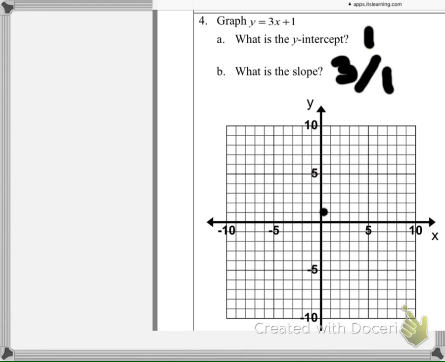So I'm going to put 1 right here. I have to go up 3, 1, 2, 3, and to the right 1. Put 1 there. Up 1, 2, 3, and over 1. It's hard to get these. There we go.